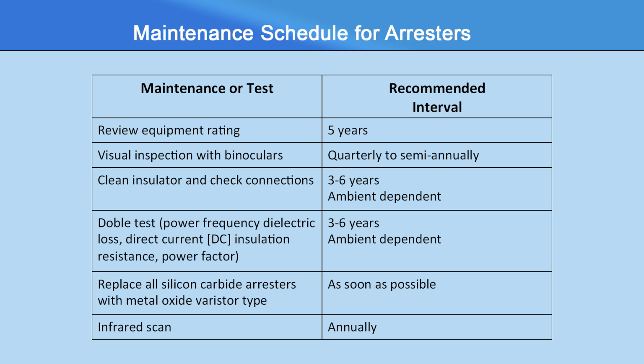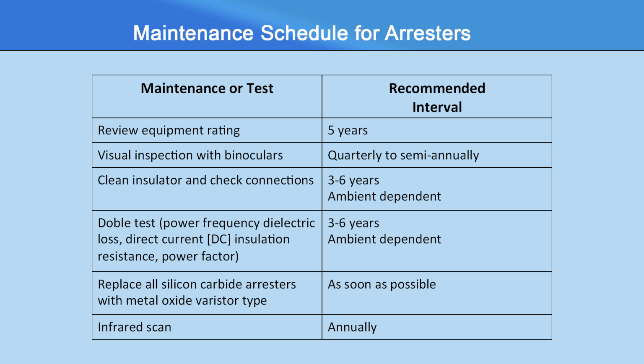The first maintenance or test is to review equipment rating. This is done every 5 years. Second is visual inspection with binoculars. This test is done quarterly to semi-annually. Next test is clean insulator and check connections. This is performed every 3 to 6 years, or ambient dependent. Next test is the Doble test, which covers power frequency, dielectric loss, dielectric current, DC insulation resistance, and power factor determination. This is performed every 3 to 6 years and also depends upon the ambient.